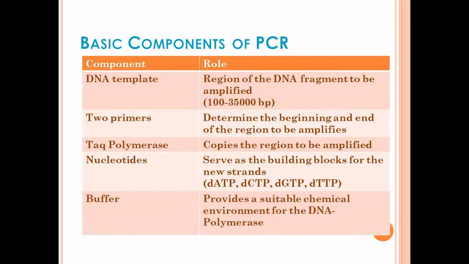Basic components of PCR. DNA template, region of the DNA fragment to be amplified. 2 primers, these determine the beginning and end of the region to be amplified. Taq polymerase, copies the region to be amplified. Nucleotides, serve as the building blocks for the new strands. Buffer, provides a suitable chemical environment for the DNA polymerase.